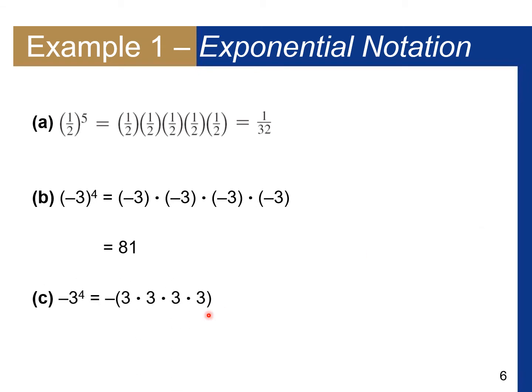If the negative is on the outside and not in parentheses, then you do not take it to the exponent. So the negative hangs out here, and you just take 3 to the 4th power, and in this case it would be -81.